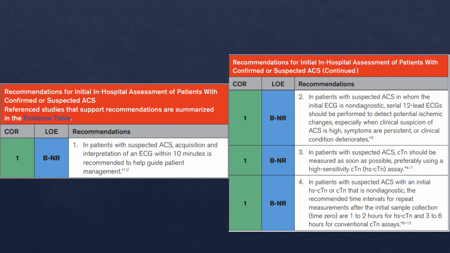The other thing different from outside the hospital is that patients with suspected ACS should have their cardiac troponins measured as soon as possible, and it should be preferably using a high sensitivity cardiac troponin assay. And in those patients with suspected ACS and initial high sensitivity cardiac troponin or cardiac troponin that is non-diagnostic, the recommended time interval for repeat measurements is between 1 to 2 hours for high sensitivity cardiac troponins and 3 to 6 hours for conventional cardiac troponins.